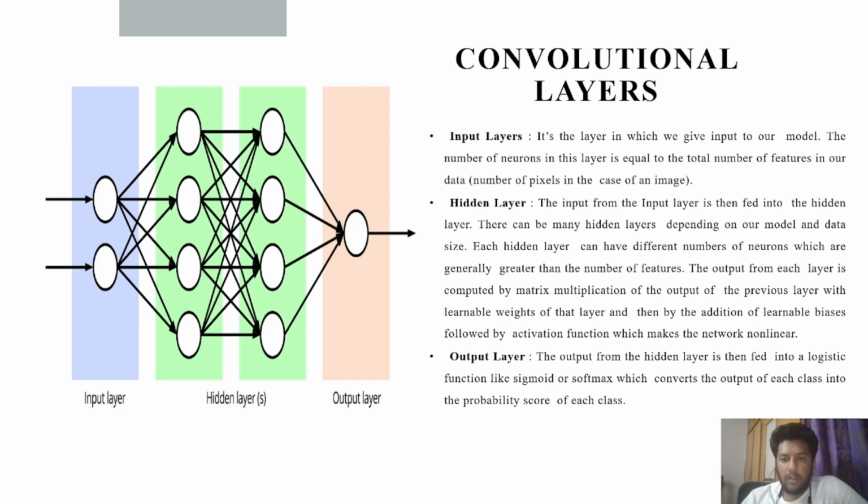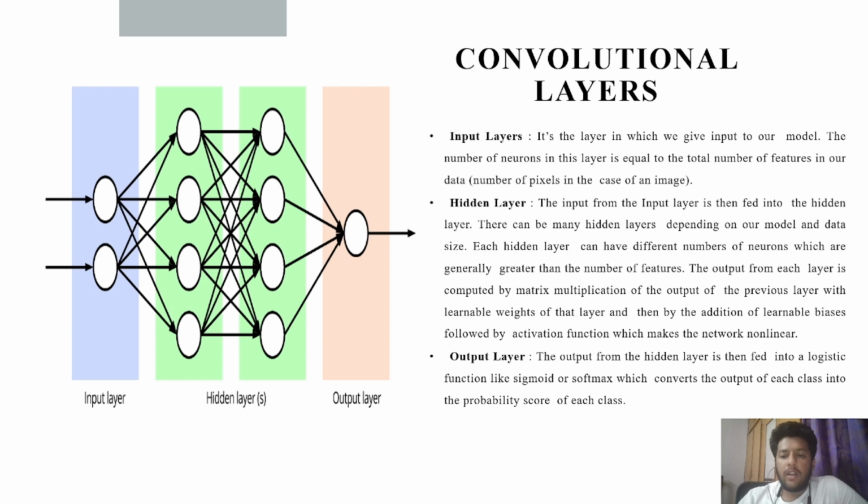So we have input layers. This is the layer in which we give input to our model, and the number of neurons in this layer is equal to the number of features in our data. That is basically the number of pixels in the case of an image. And then we have hidden layers, in which the input from the input layer is fed into the hidden layer. There can be many hidden layers depending on our model and the data size.